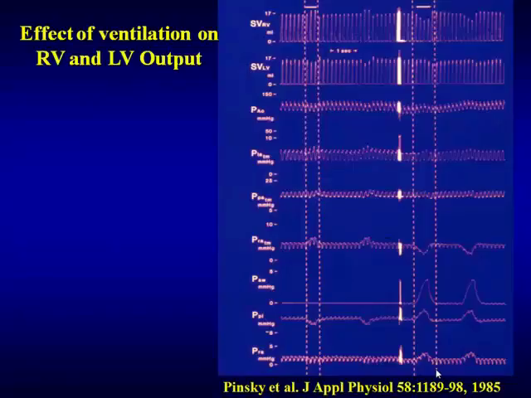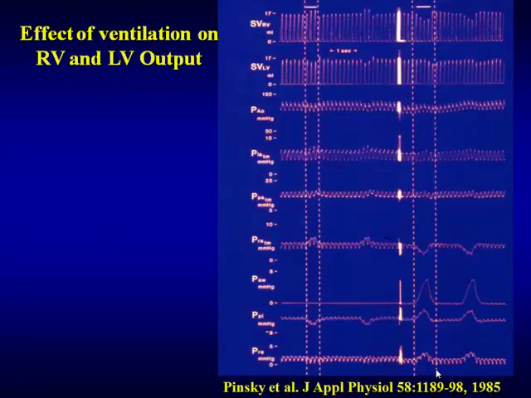Okay? So what are the effects of ventilation on the right and left ventricular outputs? This is a paper I published about 25 years ago now. And this is continuous recording of right ventricular stroke volume, left ventricular stroke volume, aortic pressure, left atrial pulmonary and right atrial transmural pressures, airway, pleural, and right atrial pressure. This is a spontaneous breath, and these are positive pressure breaths.